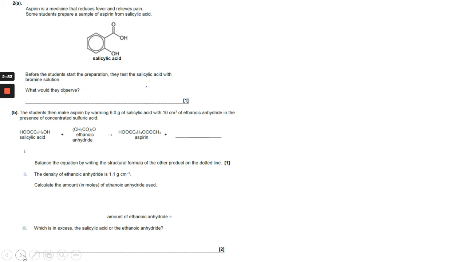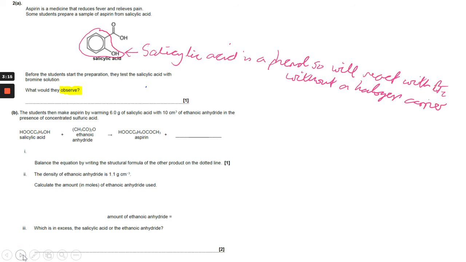So the next part is more structured, but it's still quite applied in places. It says aspirin is a medicine that reduces fever and relieves pain, and some students prepare a sample of aspirin from salicylic acid. It then says before the students start the prep, they test the salicylic acid with bromine solution, and they want you to say what the students would observe. So you need to think about the structure of salicylic acid, and within that structure you've got a phenol functional group. That part is going to react with bromine without a halogen carrier. So just using bromine solution would mean that the bromine decolorizes.